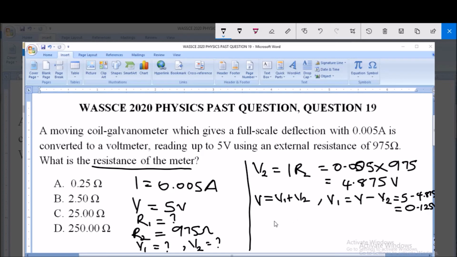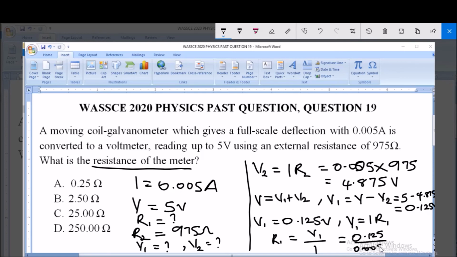Now, since we have V1 to be equal to 0.125 volts, we can now find R1, because R1 is the resistance of the galvanometer. From V1 is equal to I times R1, we say R1 is equal to V1 over I, and this is equal to 0.125 over 0.005, and this is equal to 25 ohms. So 25 ohms is the resistance of the galvanometer, and that is option C.